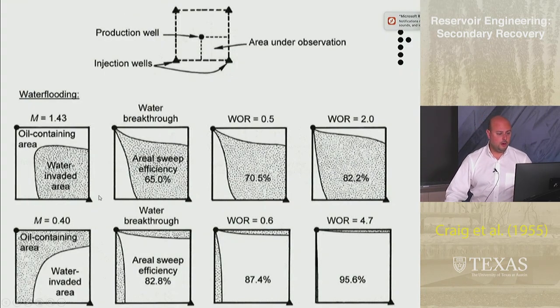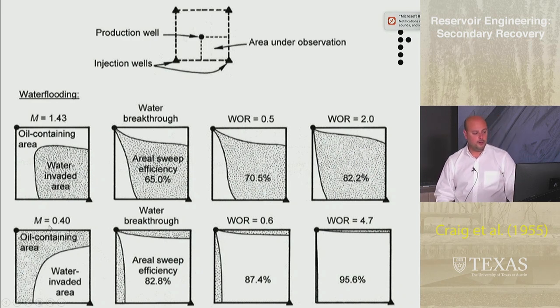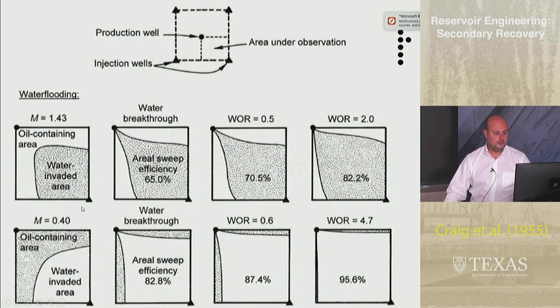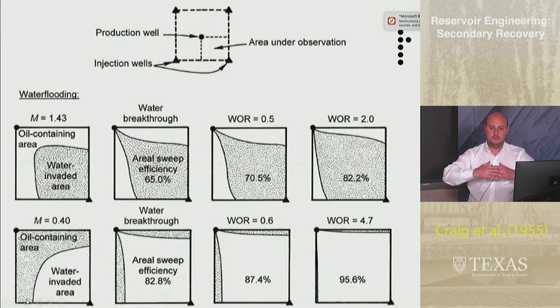So these are pictures. These were actual experiments that were done. And the top row has a mobility ratio of greater than 1. And the bottom one has a mobility ratio of less than 1. What you see here in this first plot is really early times. And you could see that when the mobility ratio is low, so the water is viscous compared to the oil, it's kind of doing this nice piston-like displacement.